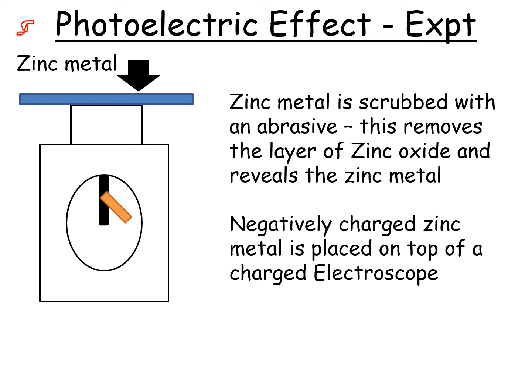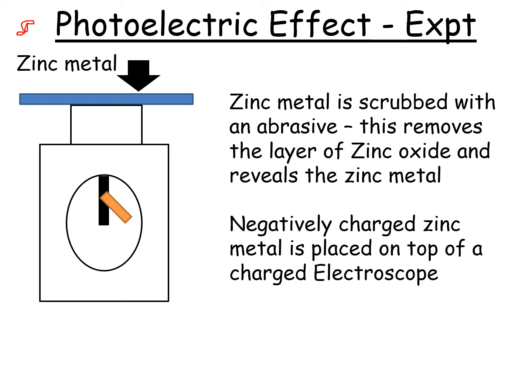So the zinc metal is scrubbed with an abrasive, i.e. sandpaper. And the reason for this is because if you leave zinc metal lying around, it will tend to react with oxygen to form zinc oxide. And this zinc oxide acts as an insulating layer that stops the light hitting the metal. So that's why we want to rub it with some sandpaper to reveal the zinc metal. Now, the zinc metal is placed on top of a charged electroscope. In fact, we'd probably put the zinc metal on top of the electroscope and then negatively charge it.